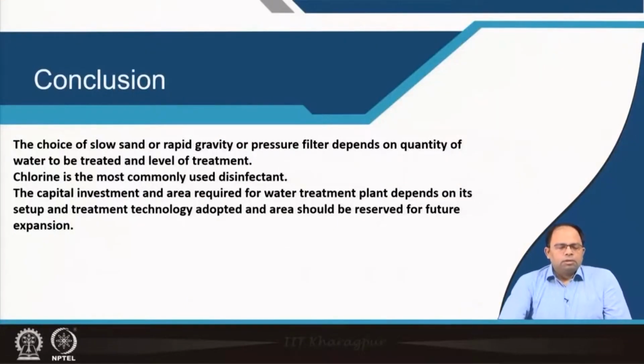So, to conclude, the choice of slow sand, rapid gravity or pressure filter depends on the quantity of water to be treated and the level of treatment. Chlorine is the most commonly used disinfectant, and the capital investment and area required for a water treatment plant depend on its setup and the treatment technology adopted, and area should be reserved for future expansion.